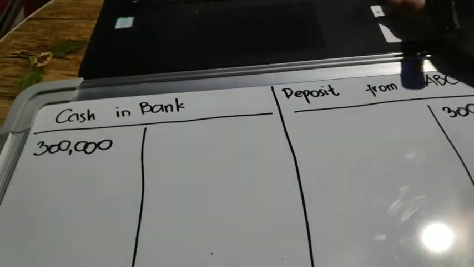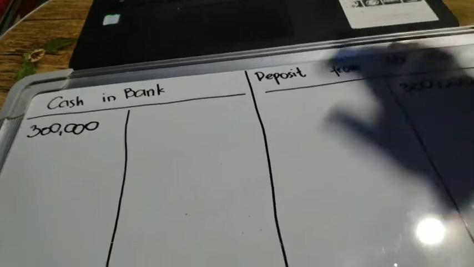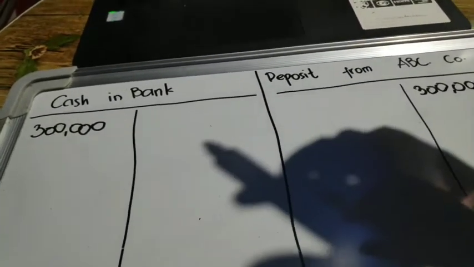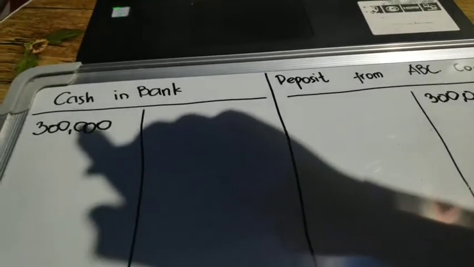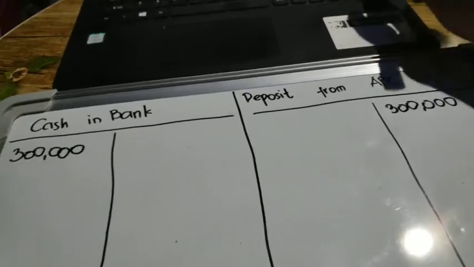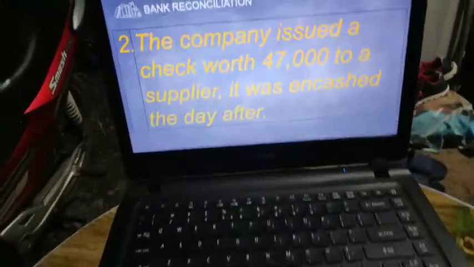Okay. So, kuha ang first nga problem. So, na-reflect silang, ang 300,000 is na-reflect sa both sides. It is because nakadawat ang company og 300,000 and also na-deposit dayon siya sa bank. Okay, let us proceed to number 2 problem.